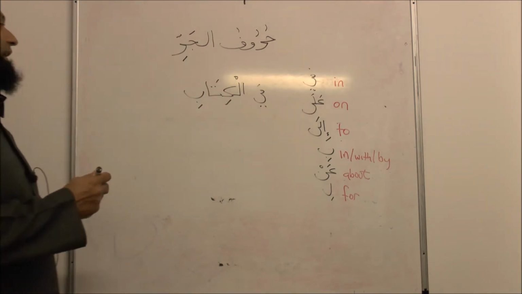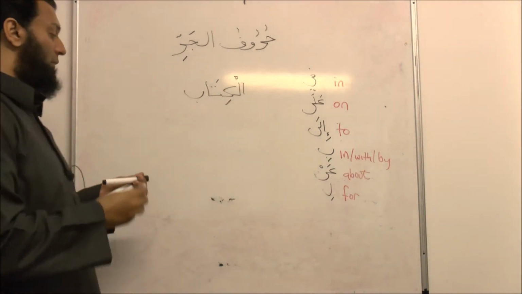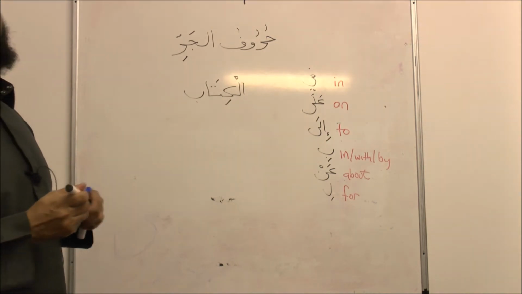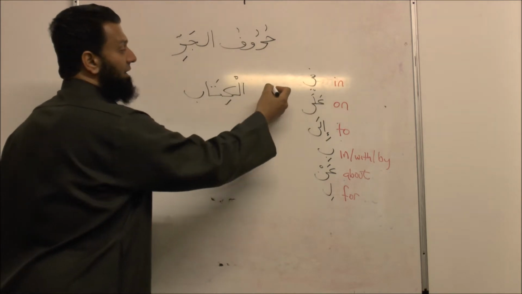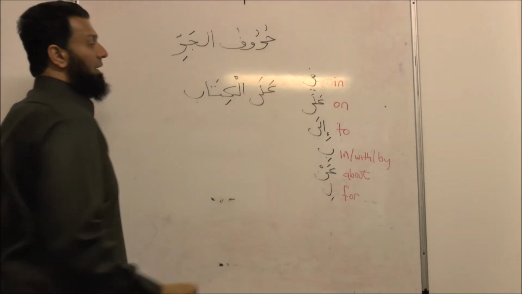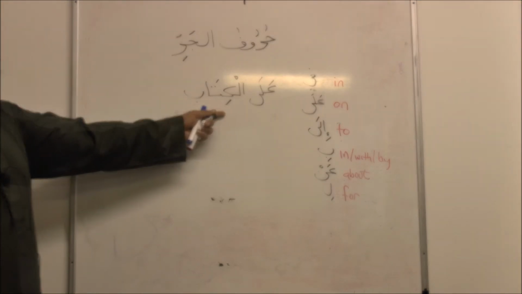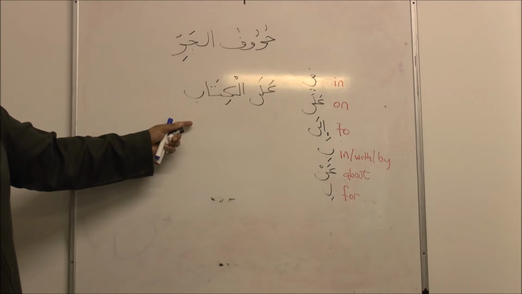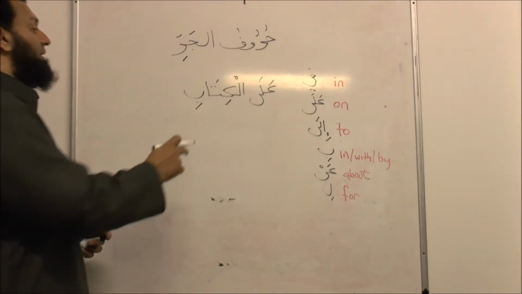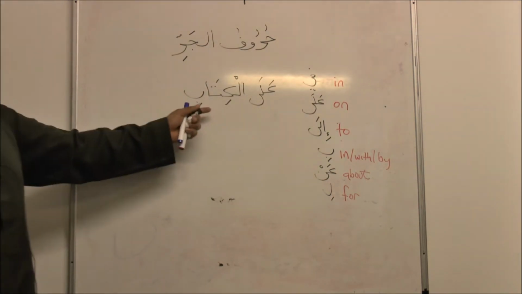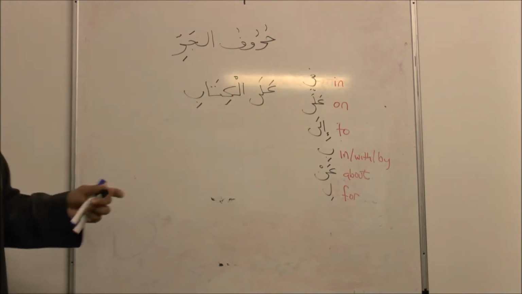If we wanted to say on the book, how would we say it? Ala kitabin? No. Ala al-kitab. Never say tanween when there's an al. Ala al-kitabi, it becomes on the book.